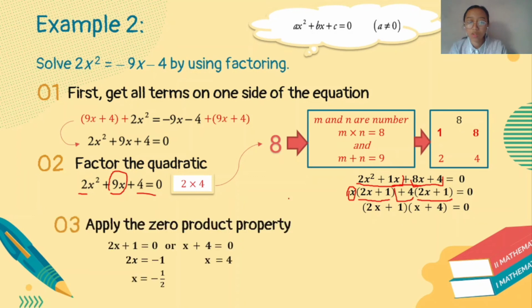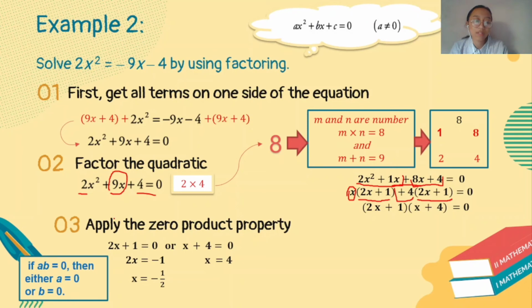For the last step, apply the zero product property. We know from the definition that if a times b equals 0, then either a equals 0 or b equals 0. So in this case 2x plus 1 is a and x plus 4 is b. So 2x plus 1 equals 0 or x plus 4 equals 0.